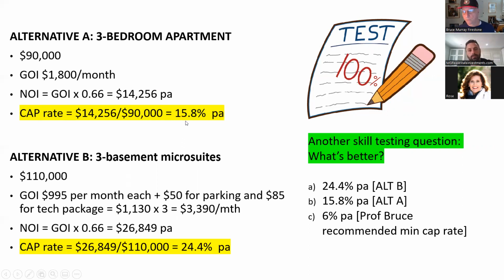Nothing wrong with that. But look what actually happened. His 3 basement microsuites cost him $110,000. His gross operating income for each one of these microsuites is $995, plus $50 for parking and $85 for a tech package or multimedia package. So everybody has Netflix and good quality internet. So times 3, it gets $3,390 a month instead of $1,800. So that is a huge change. His net operating income jumps from about $14,000 to almost $27,000, and his cap rate is a ridiculous 24%. Right? Wow. So that is pretty great.